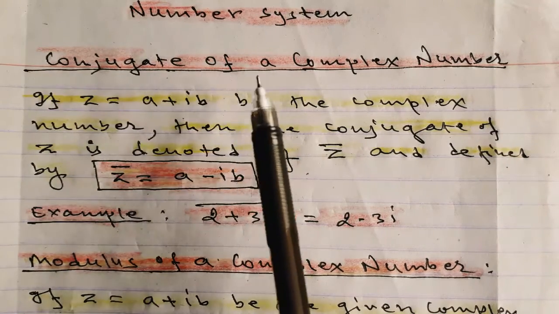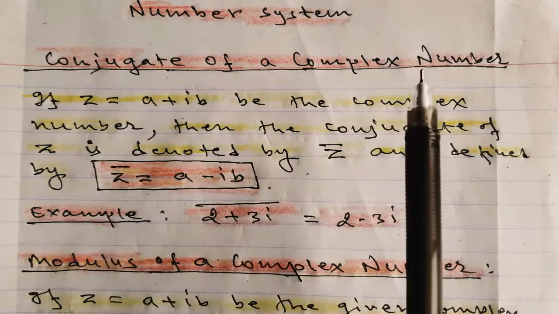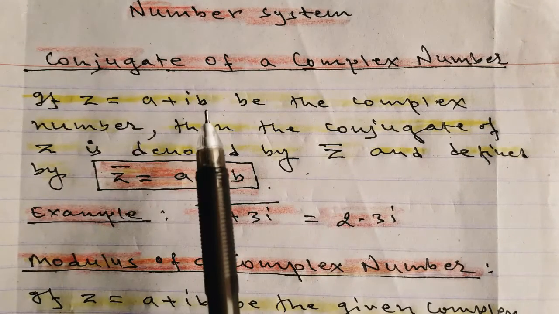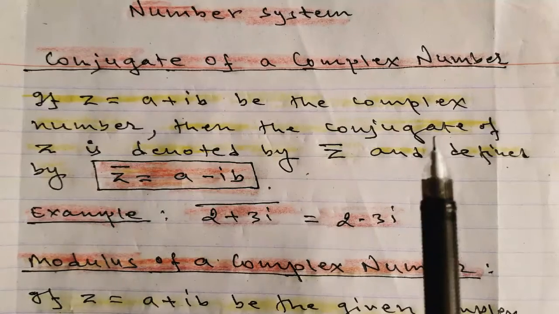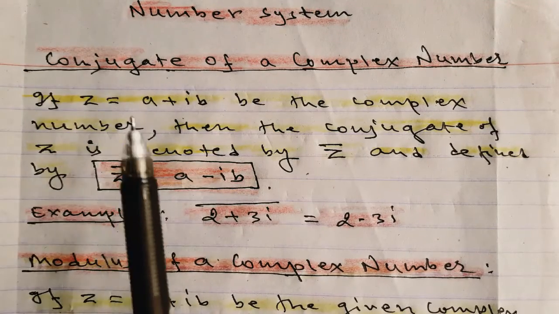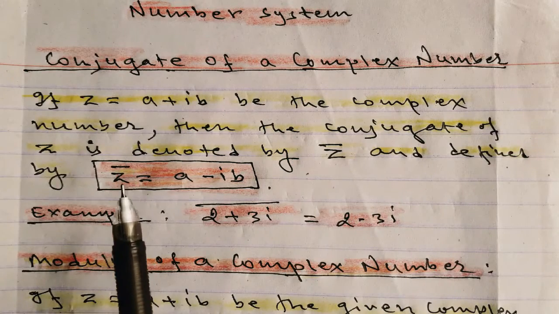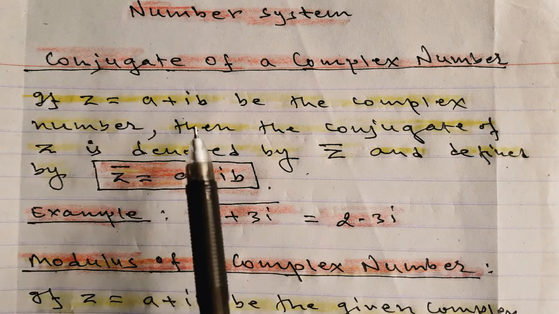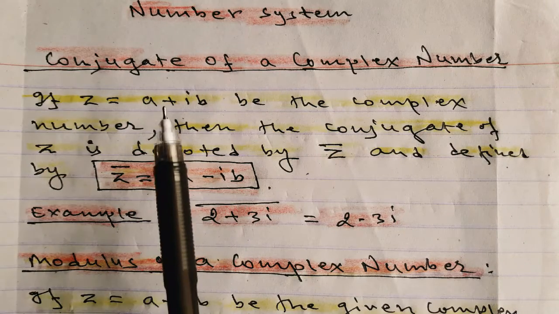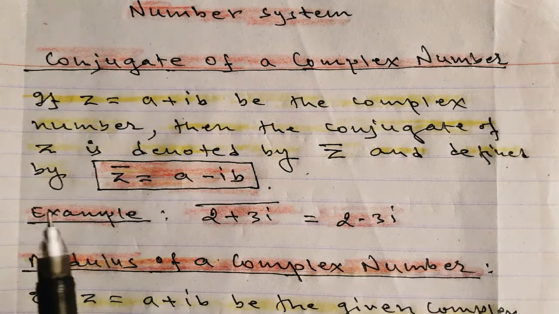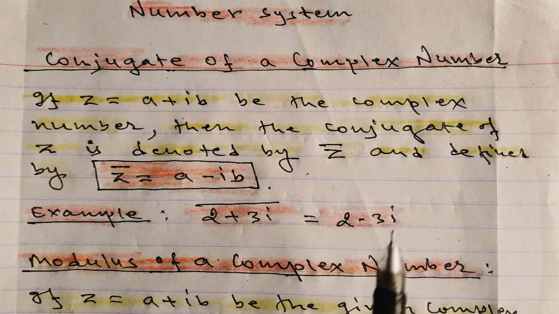In this lecture we are going to define the conjugate of a complex number. If z, that is a complex number, is equal to a + ib, then the conjugate of z is denoted by z bar and defined by z bar equals a − ib. That means the conjugate of a + ib is a − ib, and the conjugate of a − ib is a + ib. Example: the conjugate of 2 + 3i is equal to 2 − 3i.